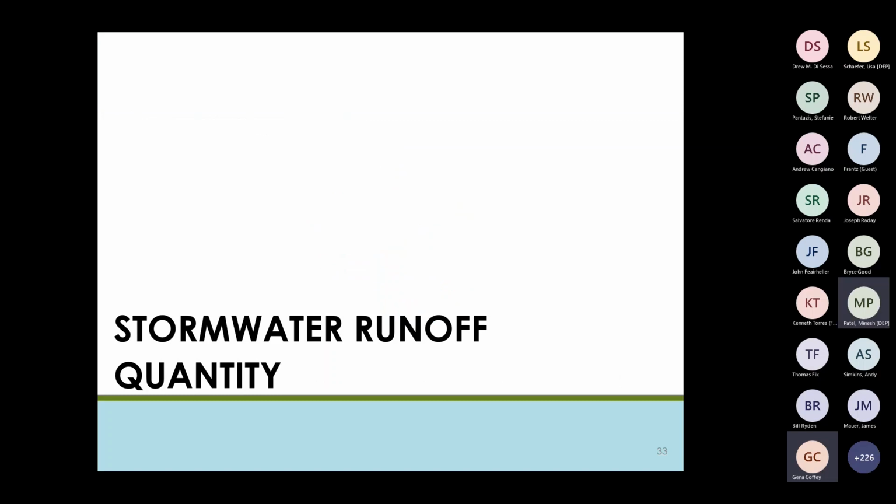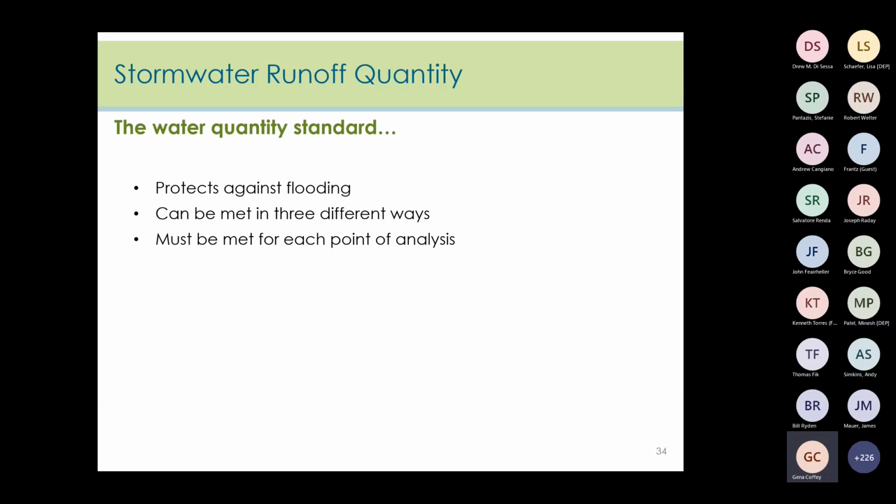The next thing the reviewer needs to look at is stormwater runoff quantity. Water quantity impacts must be addressed to not only prevent increased flooding due to development, but also to avoid increased flow rates, which can significantly degrade water bodies downstream from a site.